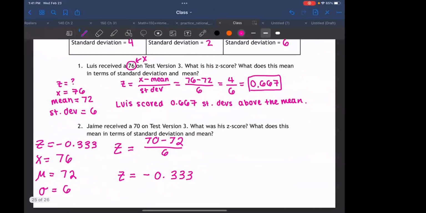So I got Bailey to write up number 2. Do you want to take us through your steps here?